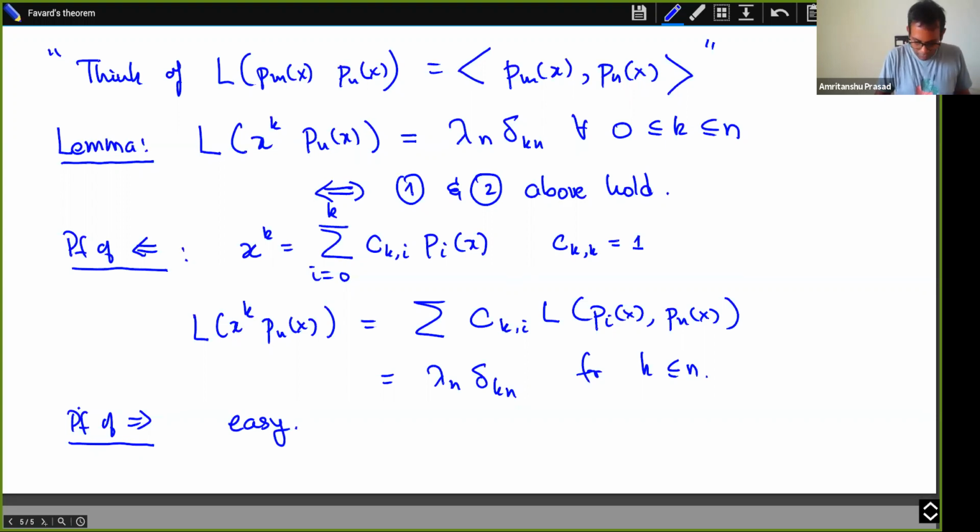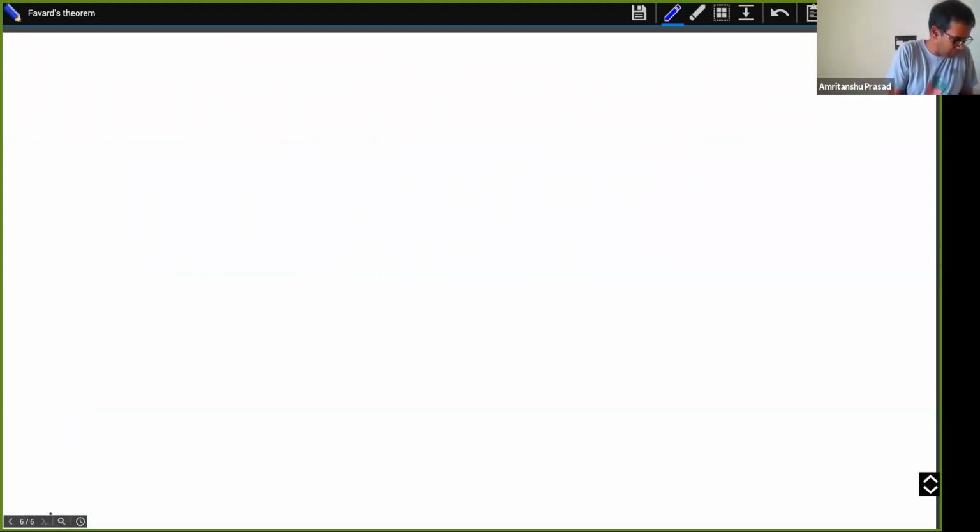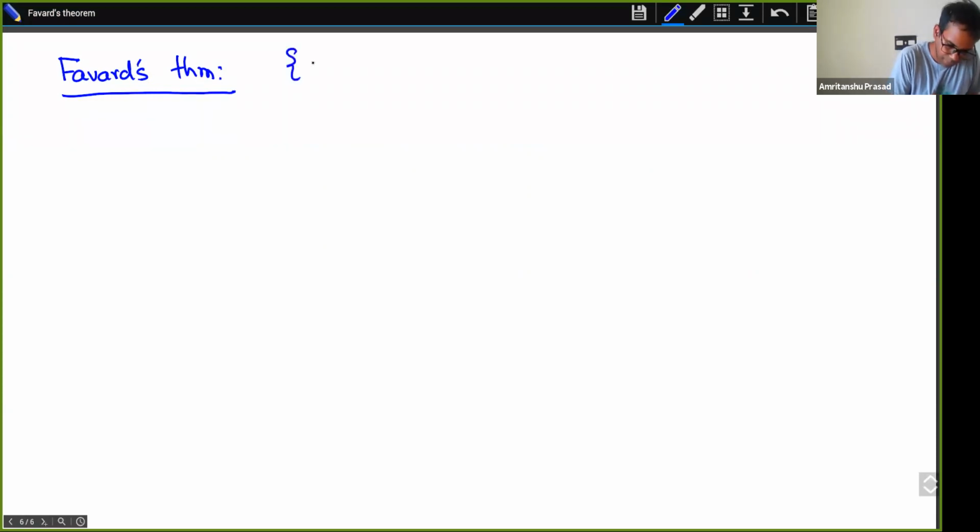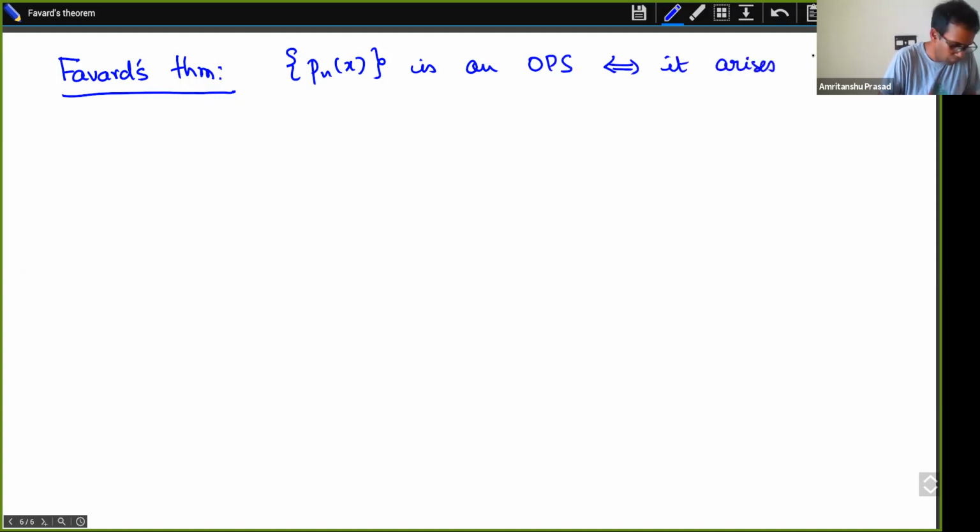Okay, now we can prove Favard's theorem. So let me state the theorem carefully first. So a sequence is an OPS if and only if it arises from some sigma and tau as above.